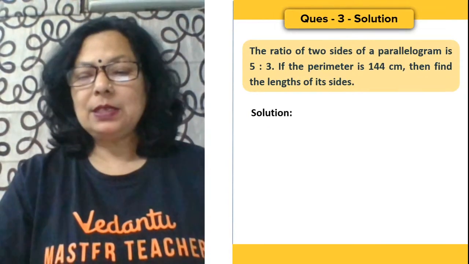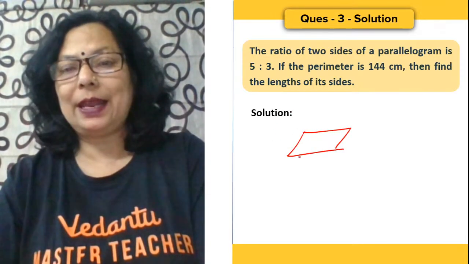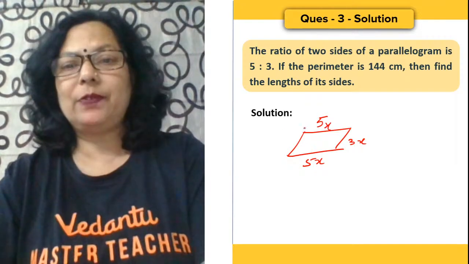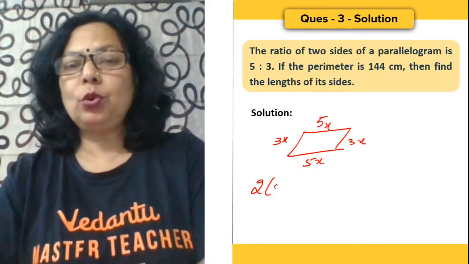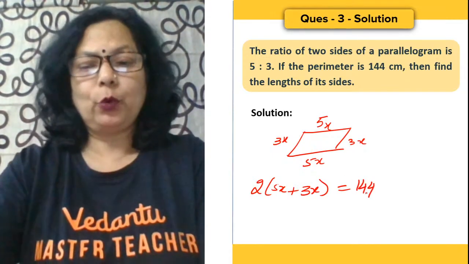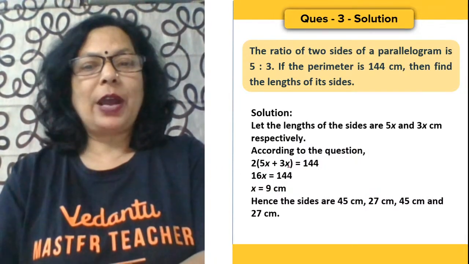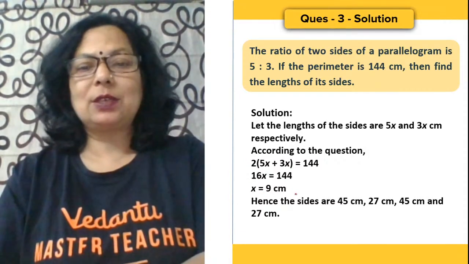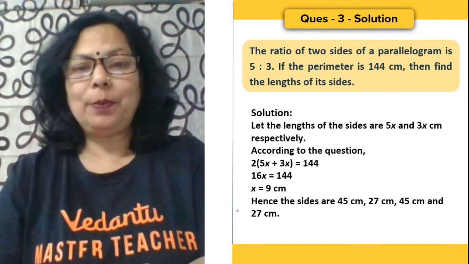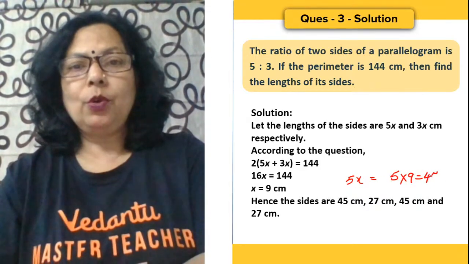Now, how? If it is a parallelogram, say this side is 5x, 3x. The opposite side will be equal, 5x. The opposite side will be equal, 3x. So 2 times of 5x plus 3x is equal to 144. 2 times of 5x plus 3x is 144. So 5 and 3 is 8, 8 twos are 16x, equals 144. x is equal to 9 centimeters. Now one side will be 5x, that is 5 into 9 equal to 45.